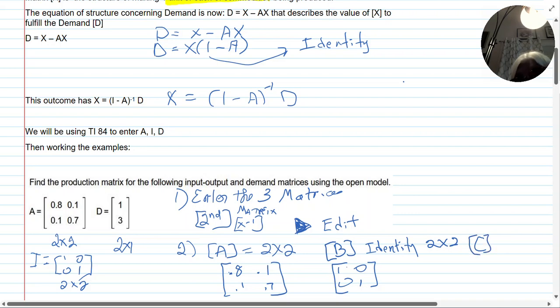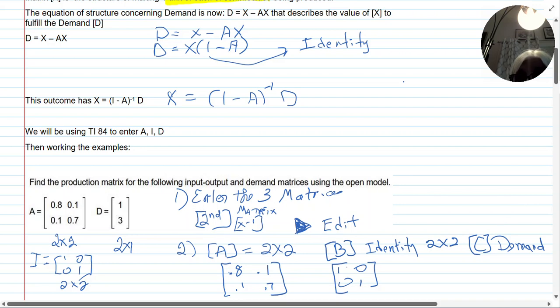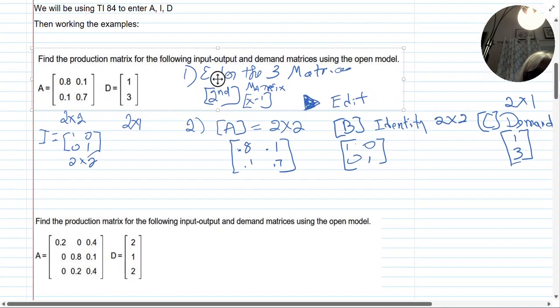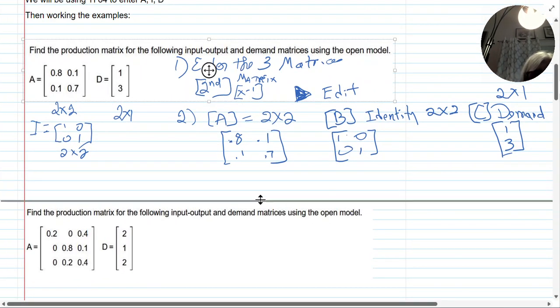And then we do our C. It doesn't matter, we can do whatever letters you want. And this is our demand. This is going to be a 2x1. And our demand is 1 and 3. Yes, this is an easy one to get us comfortable with the process. So let's go to that first.